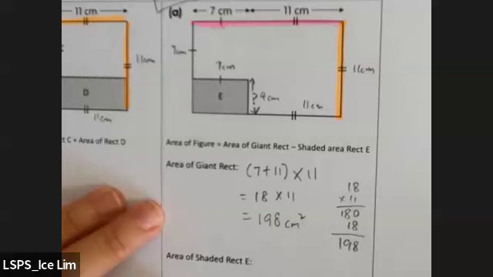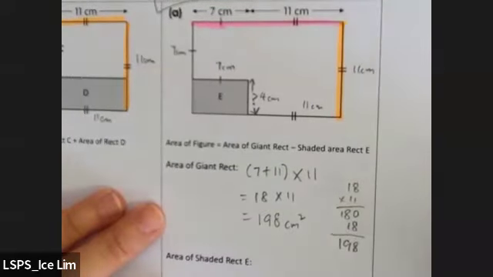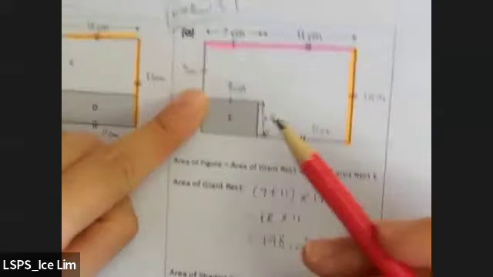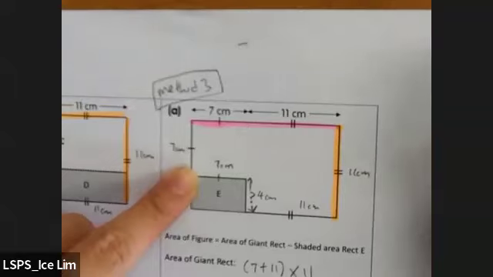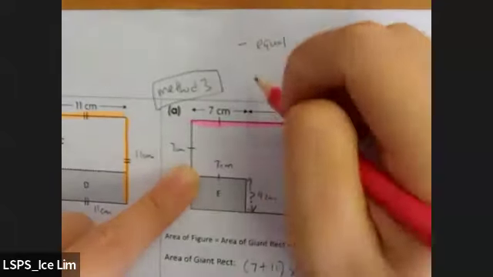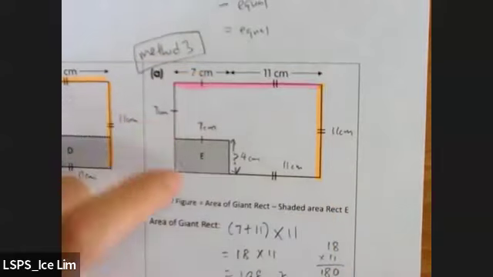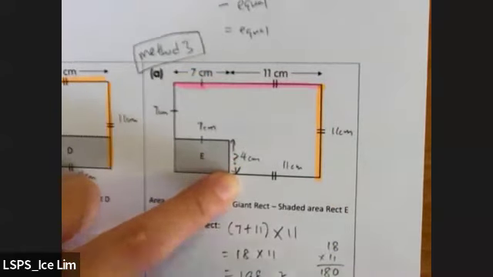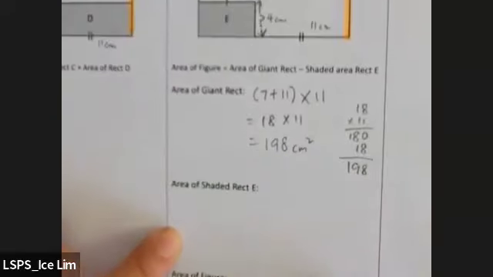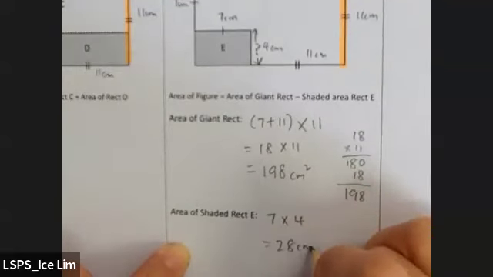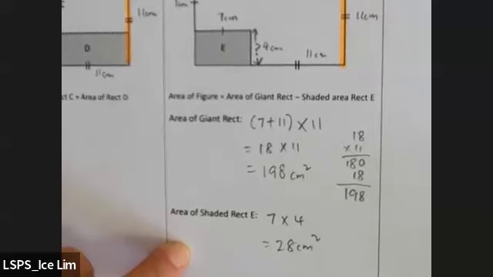Then area of the shaded rectangle E is the small one. One of the challenges is to find the missing measurement here. A reminder is this single dash marking shows they are equal in size. So this is 11, this is 11, this is 7, this is 7. I wrote in the missing measurements here. This is 4 because 11 minus 7 is 4. So for the shaded rectangle E, it will be 7 times 4, which is 28 square centimeters. Have you written it down?